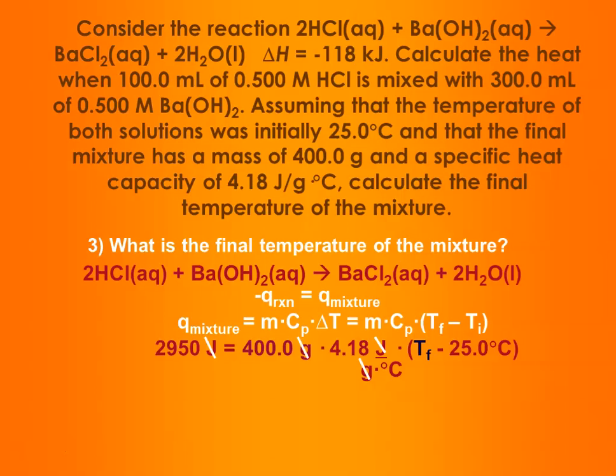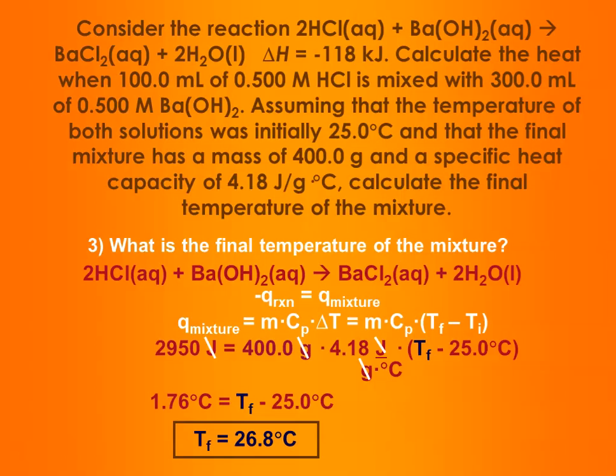So the joules and the grams cancel. And if you go through and combine the like terms together, multiplying 400 by 4.18 and dividing that into 2950, you get that there was a temperature change of 1.76 degrees Celsius. If we started at 25 degrees and we want to know what our final temperature was, we're going to see that the final temperature increased slightly from 25 to 26.8.